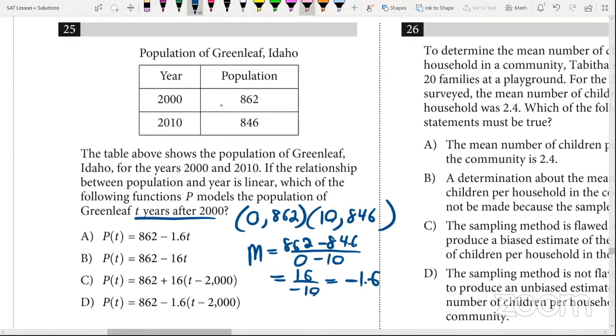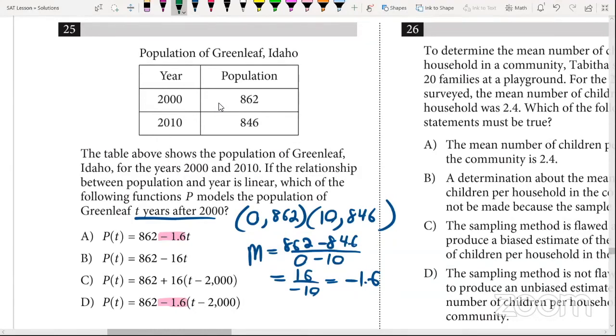So that means that the two answers that have a slope of negative 1.6, this is a y equals mx plus b written in the format of b plus mx. And this is the slope in your point slope formula. So it looks like y minus y1 equals m, x minus x1. So we see a slope of negative 1.6 in those two.